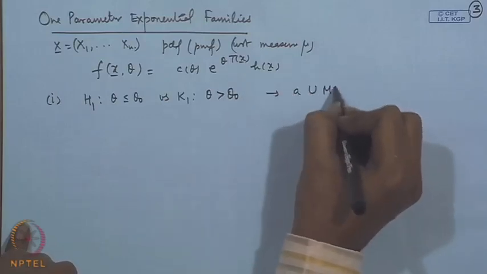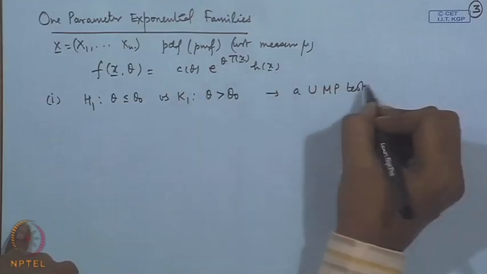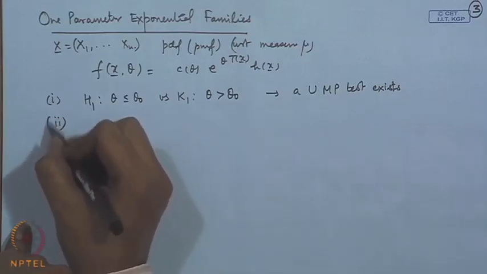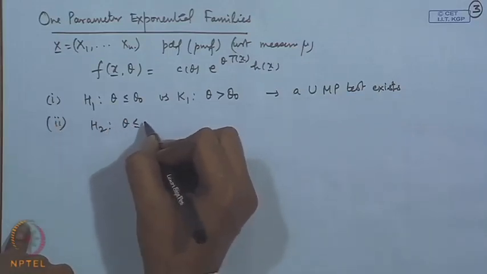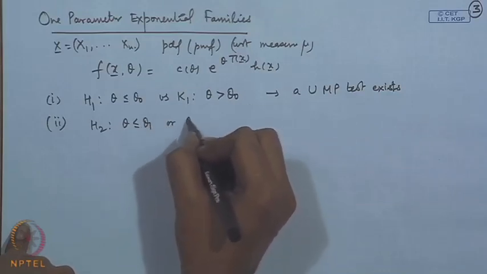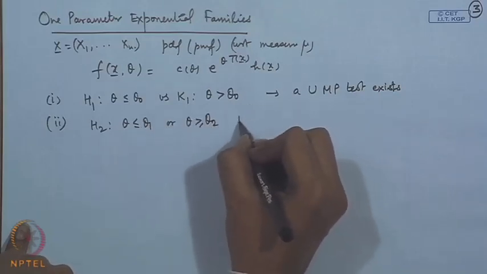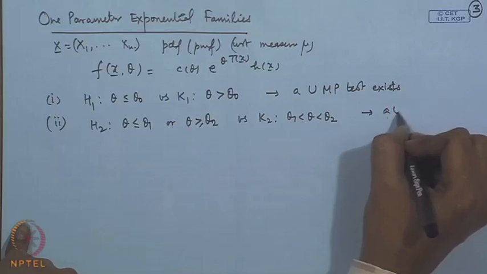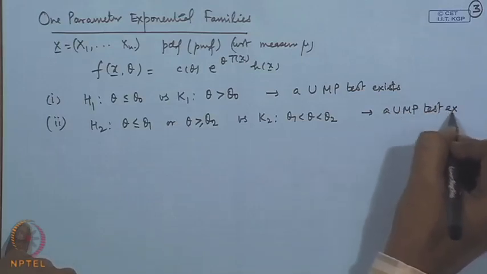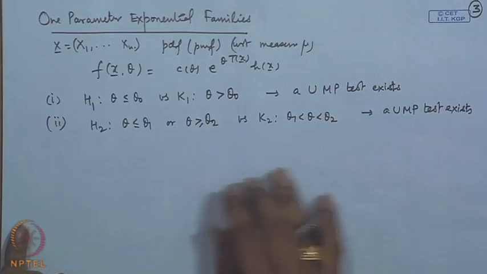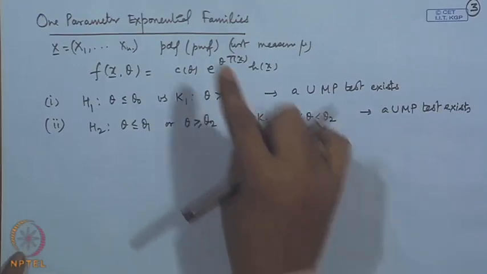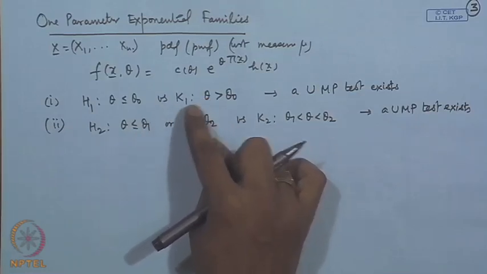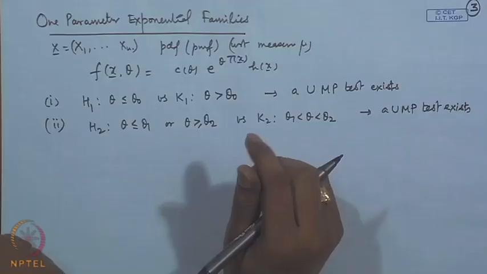The situation here is that a UMP test exists, because Q theta, that is theta here, is strictly monotone. Let us consider say theta less than or equal to theta 1 or theta greater than or equal to theta 2 against theta 1 less than theta less than theta 2. In this case also a UMP test exists. So, in lecture 24 we have given the form of these tests, and in the previous lecture 25 I have given several applications of these two tests, and the form of the UMP test has been derived.